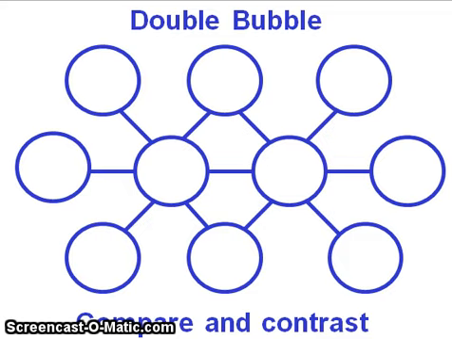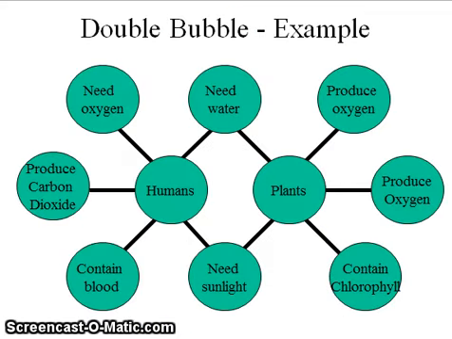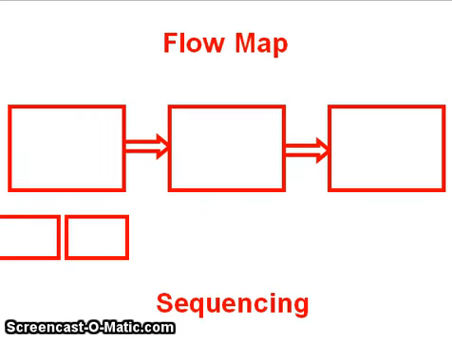And in the center we'll have the common features, and on the wings of the map we have features that just apply to one of those entities. So here we have an example of humans and plants. Okay. The next one is the flow map, which is again a simple thought process of sequencing and putting events or things into some kind of sequence.